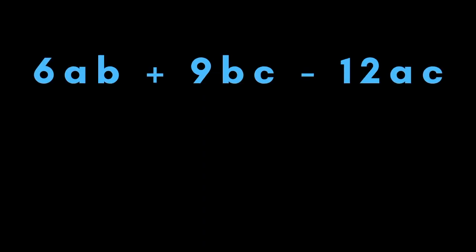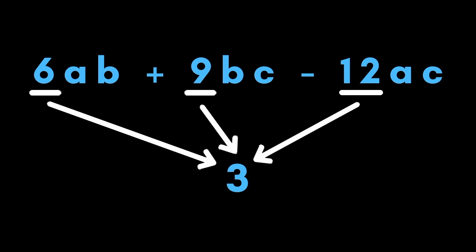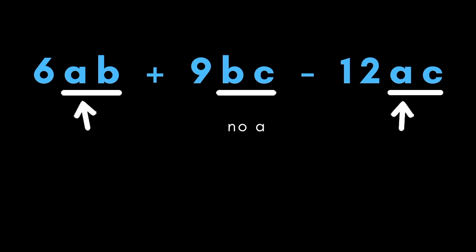In the example 6ab plus 9bc minus 12ac, we can find the GCF of 6, 9, and 12, which is 3. Now you can look at each of the three variables in this expression. We have a to the first power in the first term, a to the 0 power in the second term, because there isn't an a, and a to the first power in the third term. Because a to the 0 power has the smallest exponent, we have a GCF of 1 for the variable a.